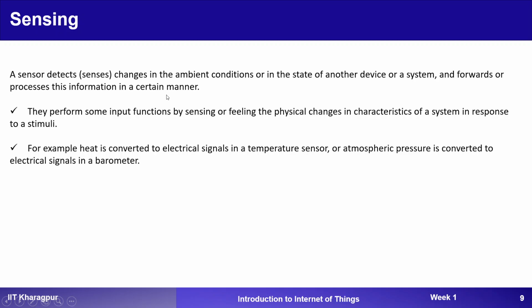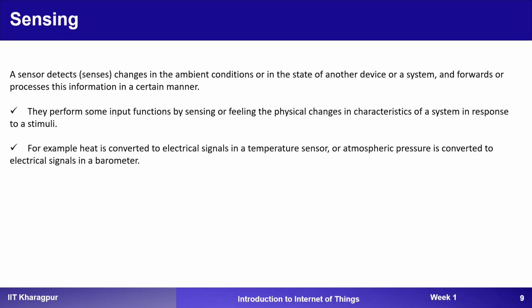Now sensing. In your IoT network there are various sensors which are deployed, and these sensors are going to sense your environment. So what exactly is sensing? A sensor detects the changes in the ambient condition or in the state of another device or a system and forwards or processes this information in a certain manner. Basically, a sensor is a device which is going to sense the conditions of your environment or the devices on which these sensors are deployed.